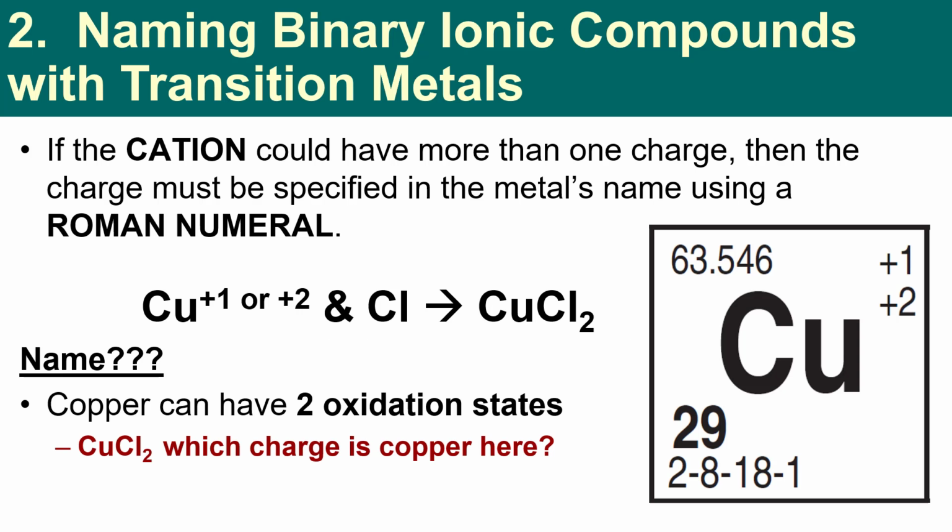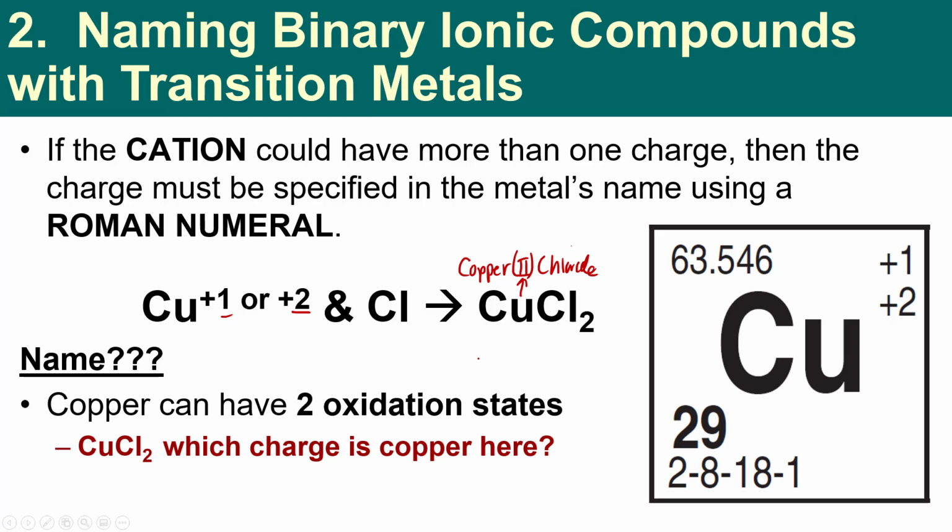So here we go. The rule is pretty simple. If the cation can have more than one potential charge, then the charge must be specified with the metal's name using a Roman numeral. Our example that we saw before was here, and we know that the name of this is copper 2 chloride. So how did we figure out that the copper plus 2 ion was the correct copper ion to use in the formula for copper 2 chloride?